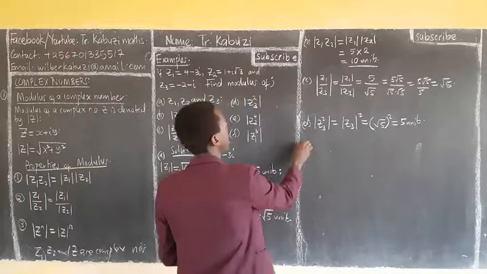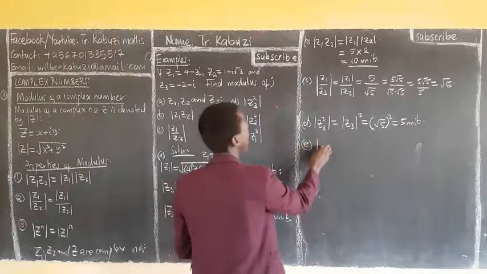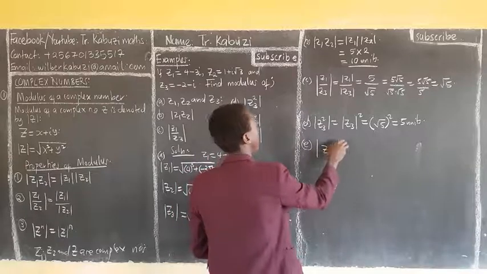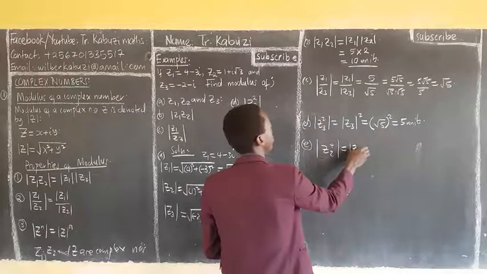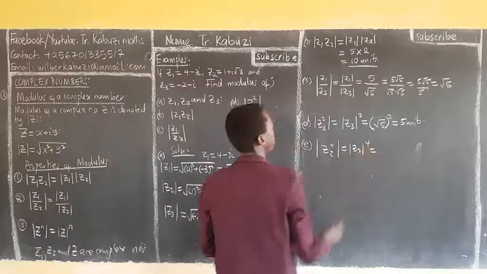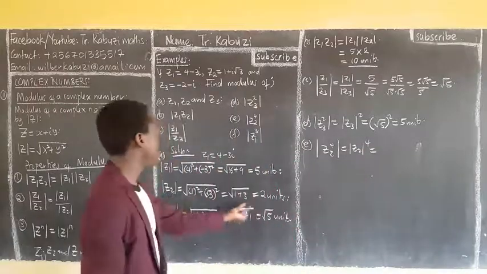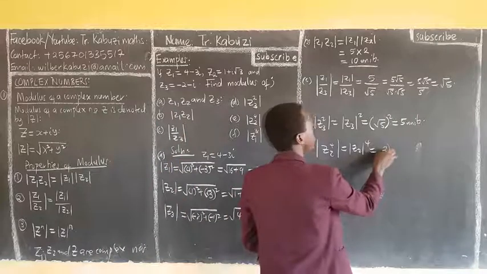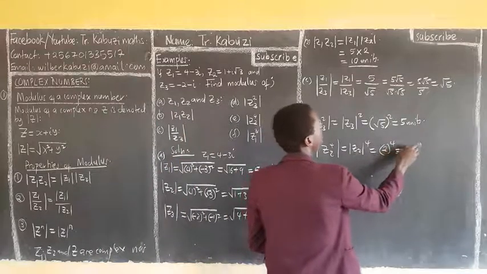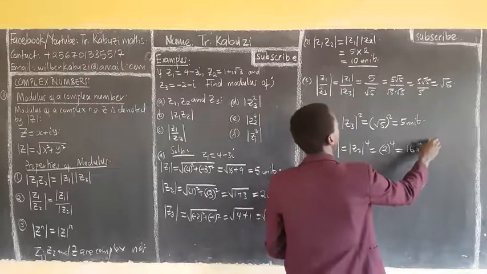When I come to E, where they are asking me to get z2 to the power 4, this is the same as the modulus of z2, the whole now to the power 4. The modulus of z2 was 2 units, so I have now 2 to the power 4, which will give me 16 units.